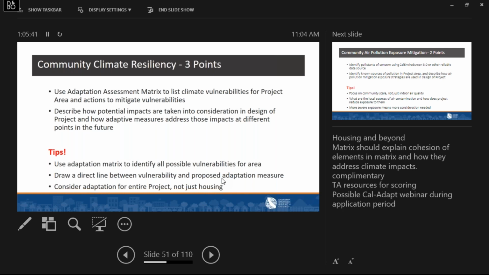But within writing the narrative and using the adaptation matrix, the adaptation matrix is really there to help identify the vulnerabilities and possible adaptation measures. The narrative response itself is an opportunity for you to describe how the adaptation measures really mitigate the climate impacts to be expected, and do so over the full time span of the project, reaching out into the next century. And it's important to consider adaptation for the project area and not just the housing component, as the project will be including improvements beyond just the housing.